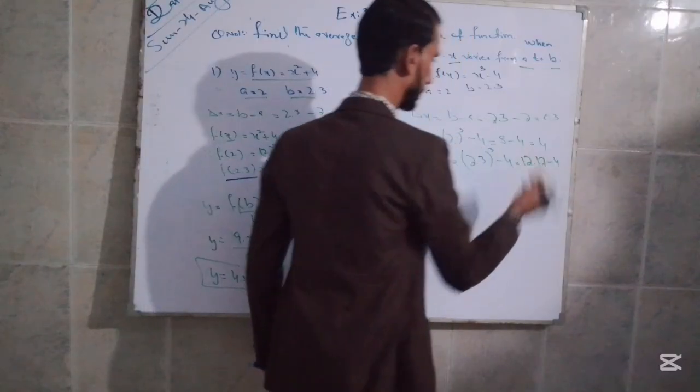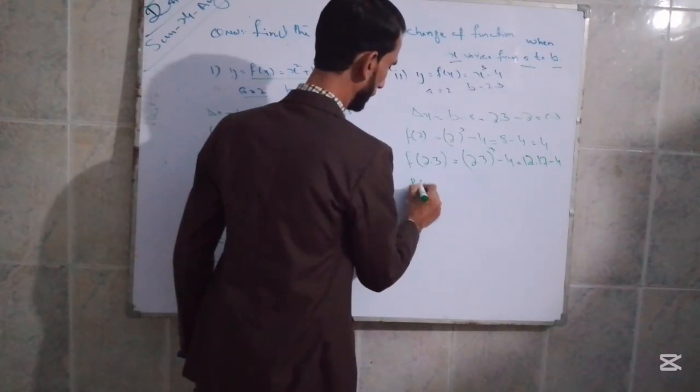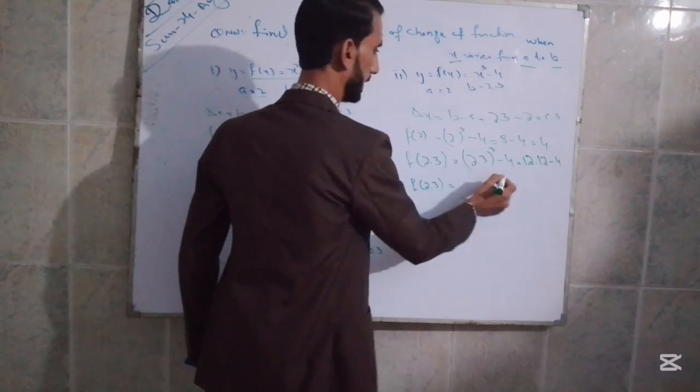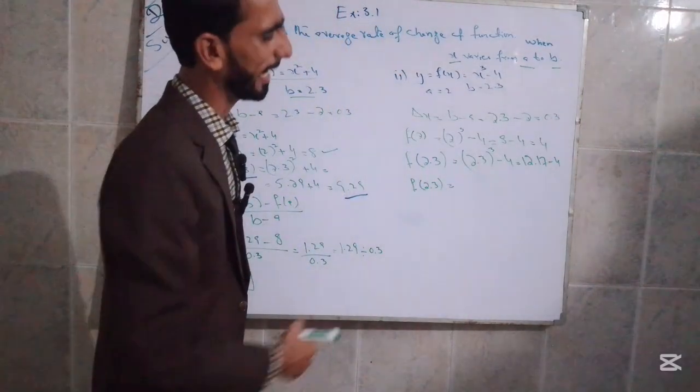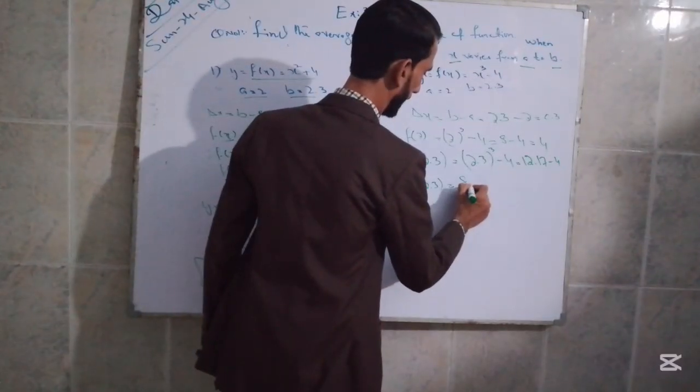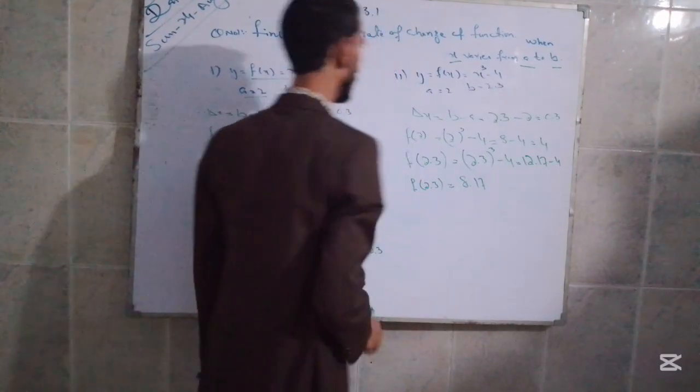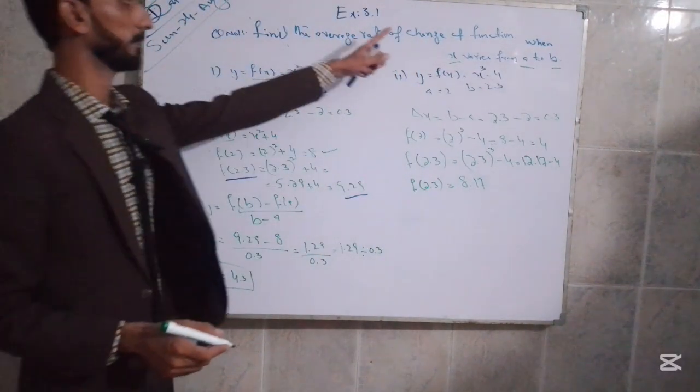12.17 minus 4 is what? f of 2.3 is 12.17 minus 4, which is 8.17. And now we find the average rate of change of the function.